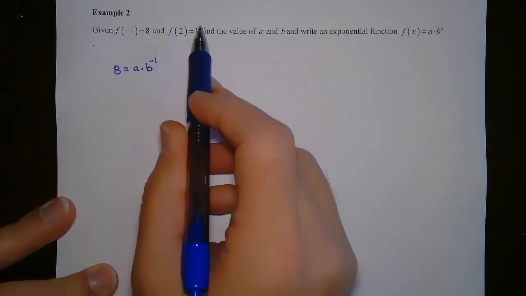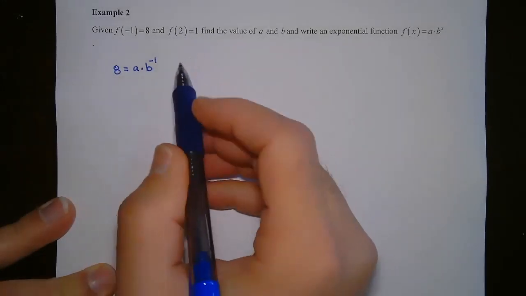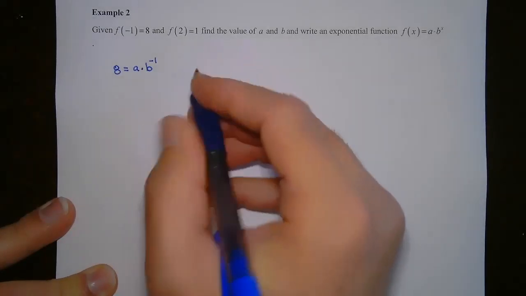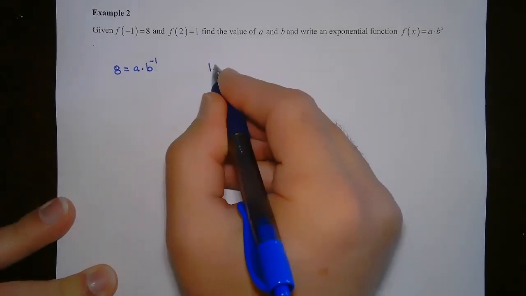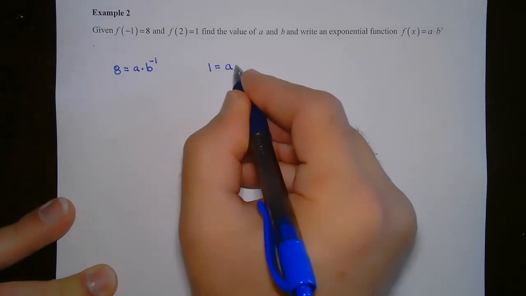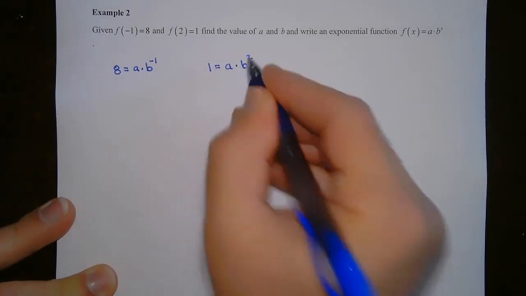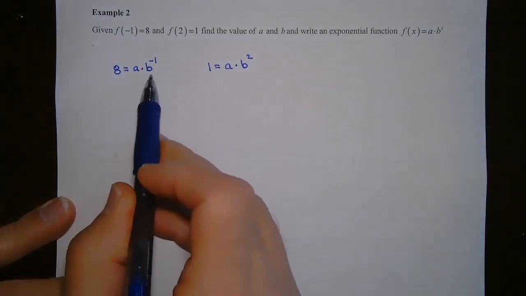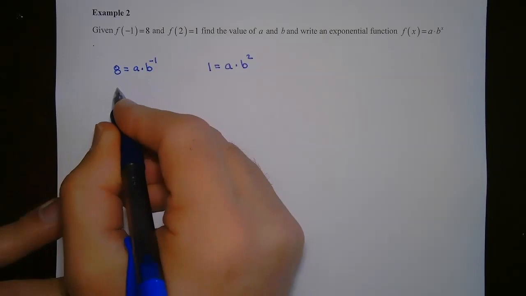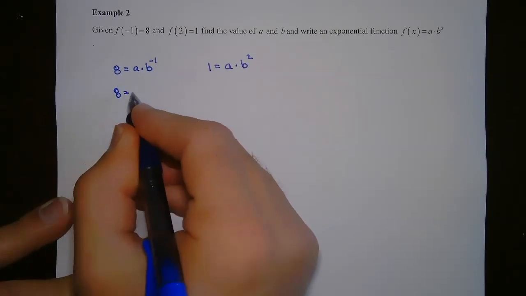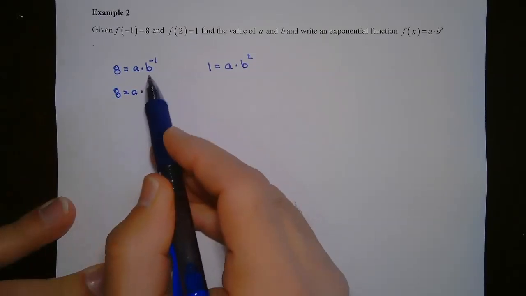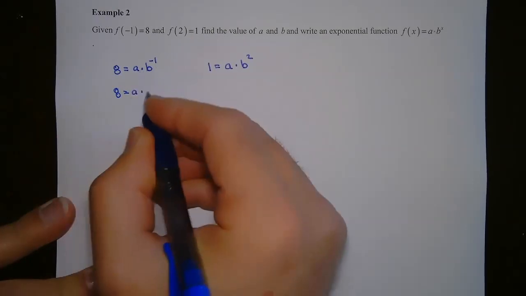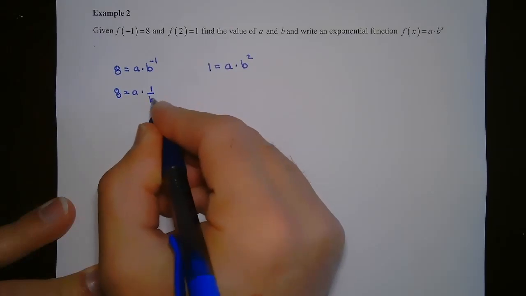This is going to allow us to write another equation with a and b. So I know if I put 2 in for x, I'm going to get 1 out. So that means I have 1 is equal to a times b squared. All right? This one we can rewrite a little bit differently. Now I have 8 is equal to a times b to the -1. Well, b to the -1 really means 1 over b. So I'm going to write this as 1 over b.